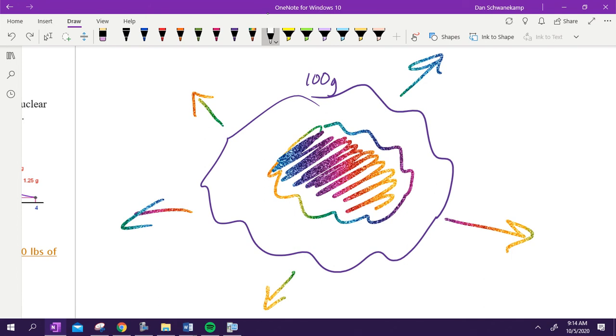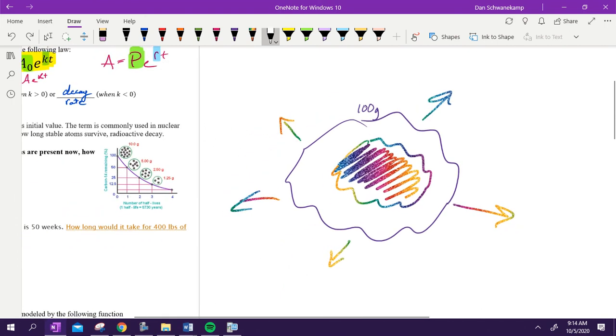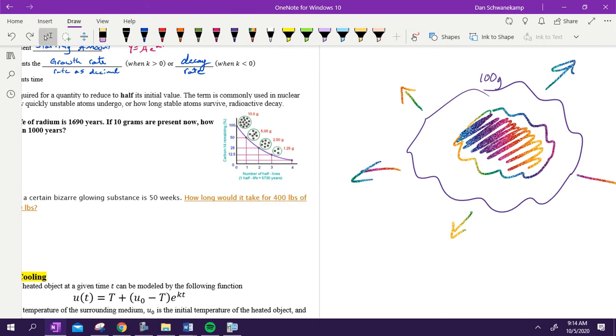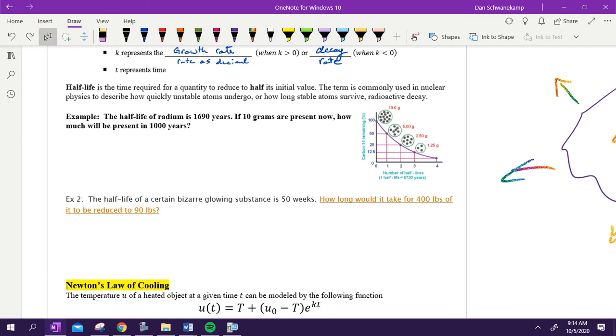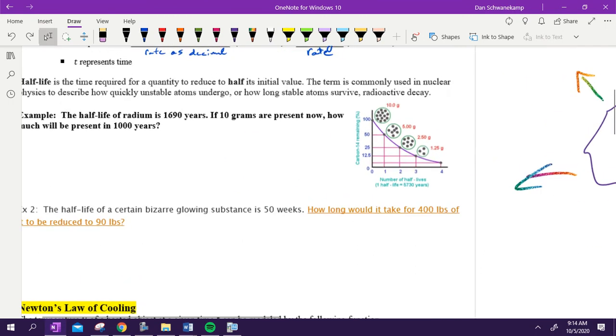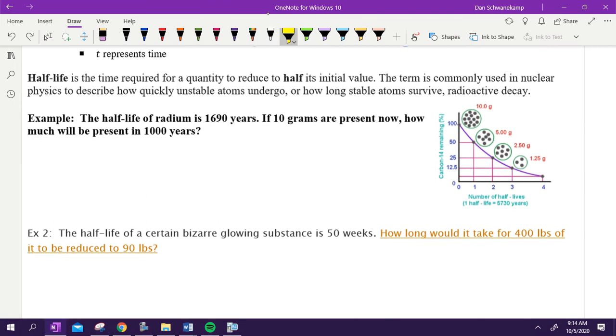This is what we do all the time with carbon dating. If you want to figure out how old a dinosaur bone is, they estimate what the initial mass should be and how much it is now, and then use carbon dating to figure that out. This is radioactive material, and we use that to help discover what's going on. So half-life is the time required for a quantity to reduce to half its initial value. The term is commonly used in nuclear physics to describe how quickly unstable atoms decay.